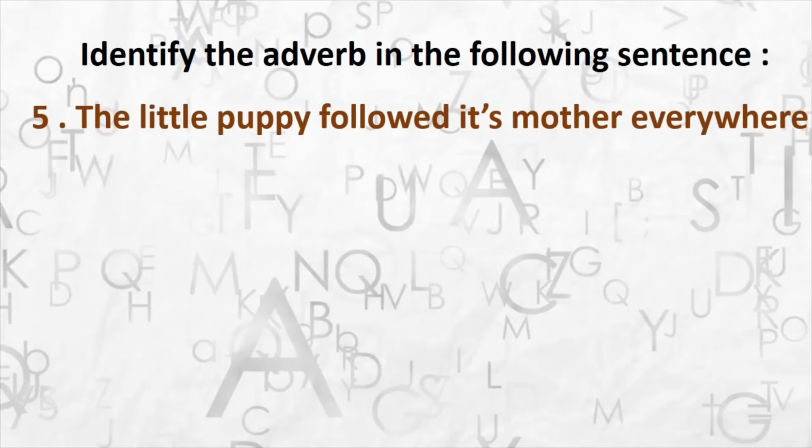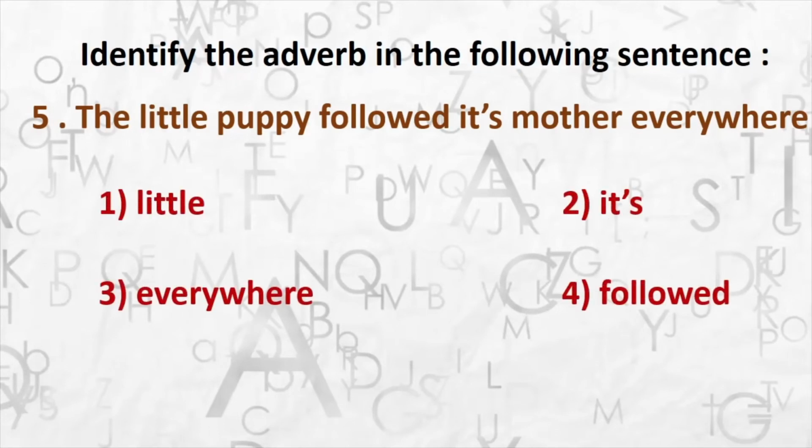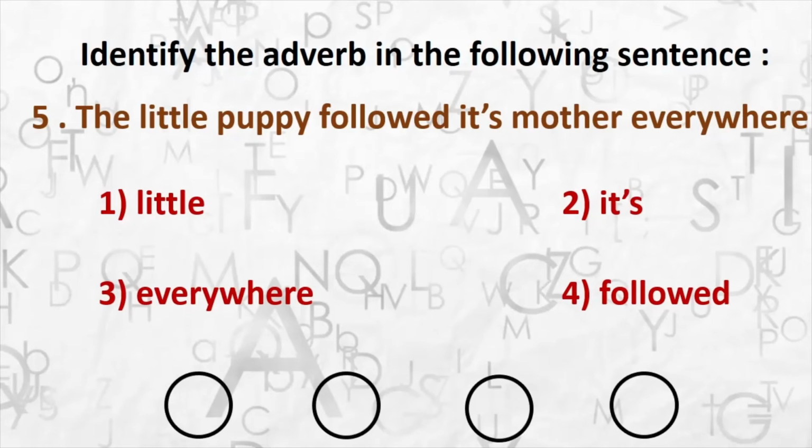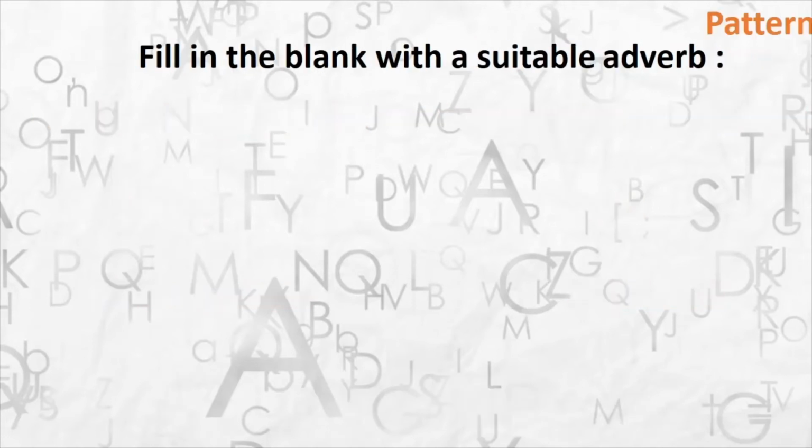The little puppy followed its mother everywhere. Alright, so let's see which are the option words now. So we have little, we have its, we have everywhere, and we have followed. Which one is the adverb, children? It is the 3rd one, everywhere. So where did the little puppy follow its mother? It followed its mother everywhere. So this is the very first pattern in this lesson. Let's move on to pattern 2 now.